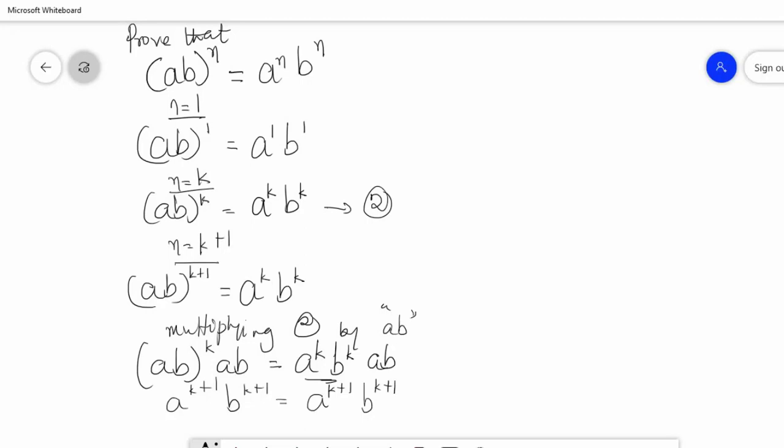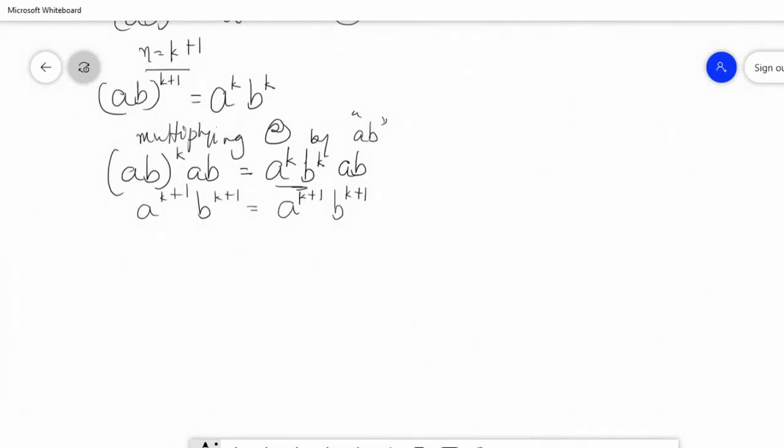Now we can see that the right hand side of our equation and the left hand side are equal, and so we've proven by mathematical induction that (ab) all raised to the power n is equal to a to the power n b to the power n, and it's true for all values of n. So let's take a fourth numerical example.